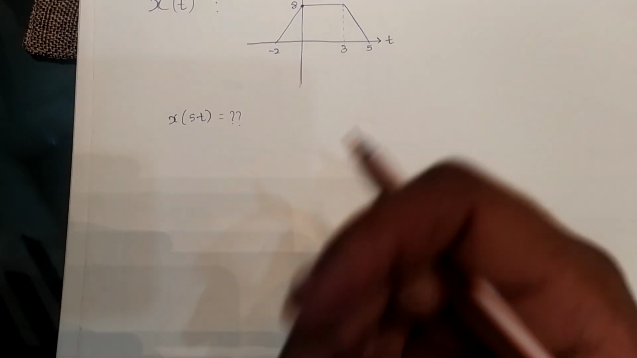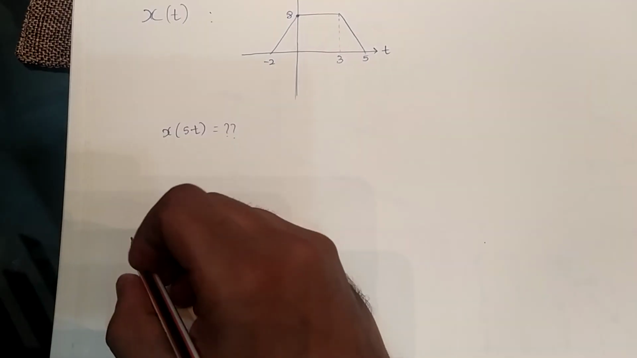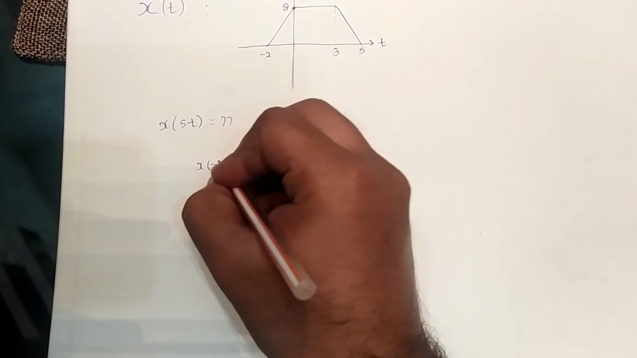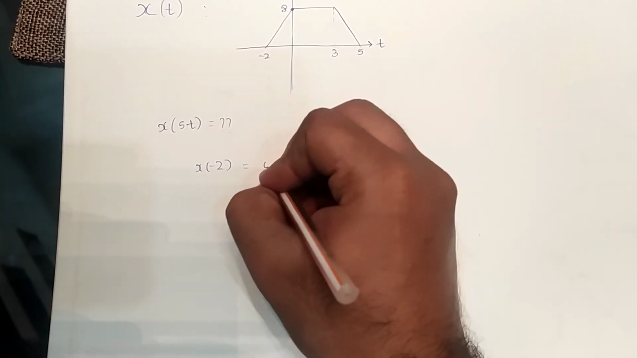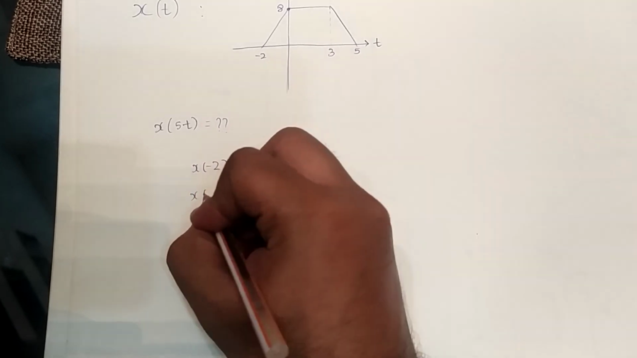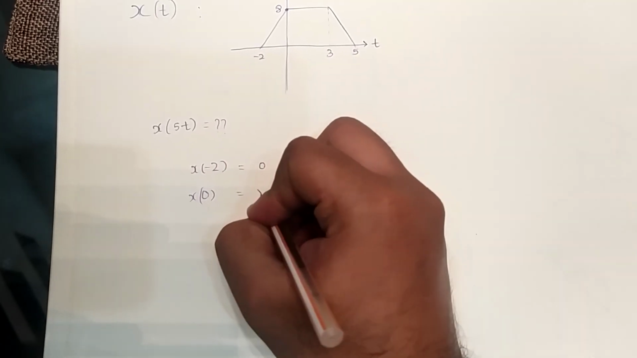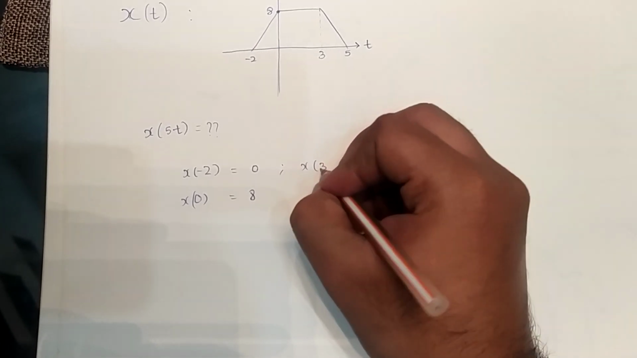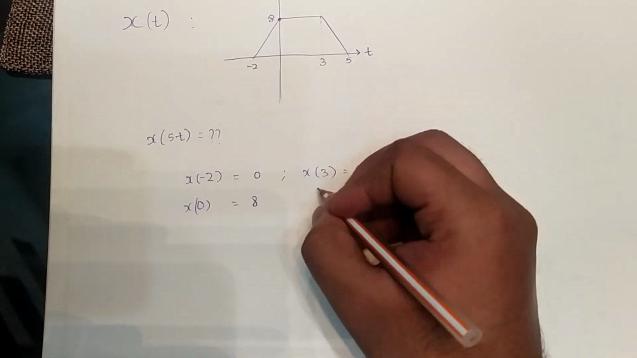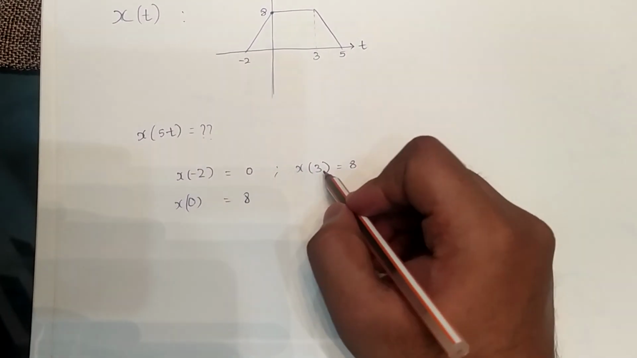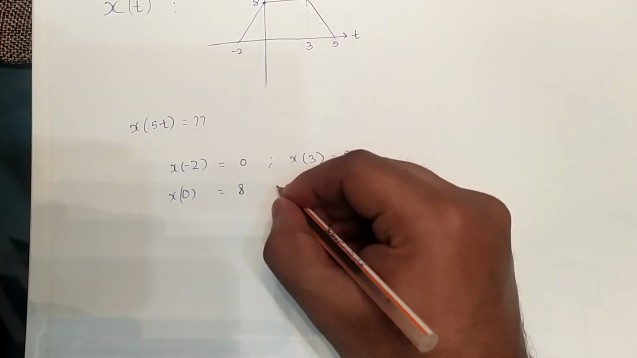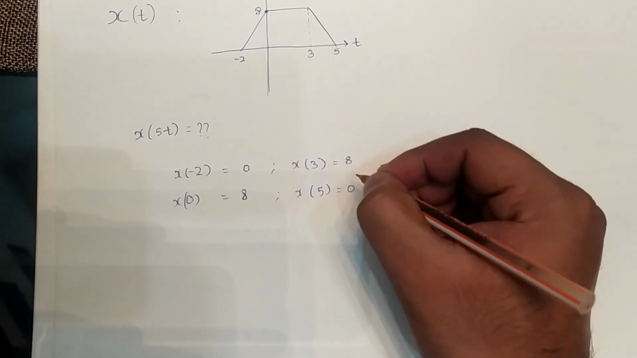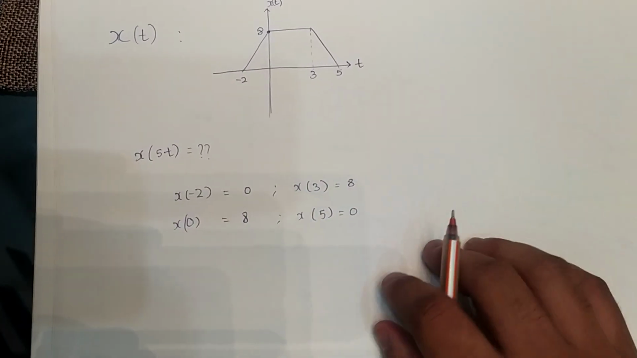So to start with, you just note down all the points, okay? So at x of minus 2, the value is 0. At x of 0, the value is 8. At x of 3, the value is 8 again. So basically from 0 to 3 everything is 8, and again at x of 5 the value becomes 0. So I'm just noting down the values, okay?